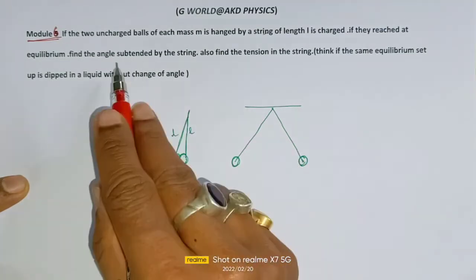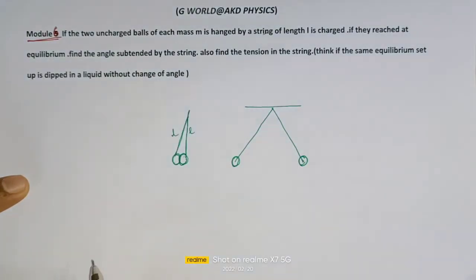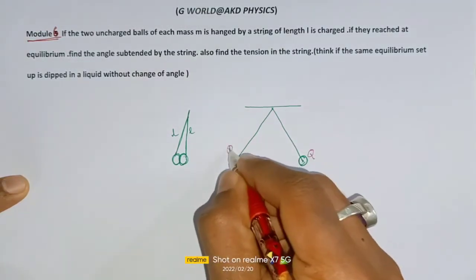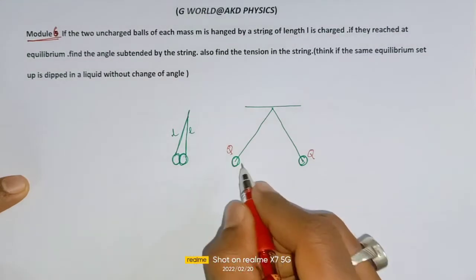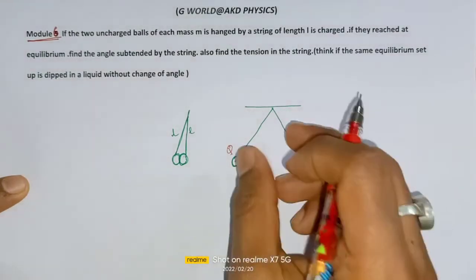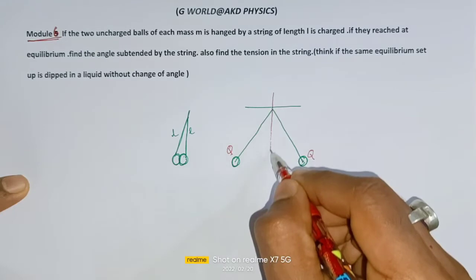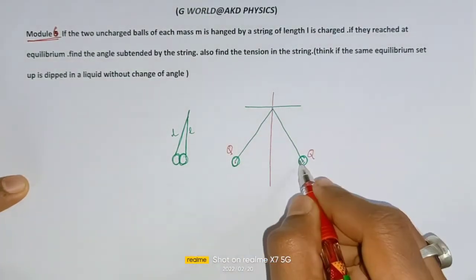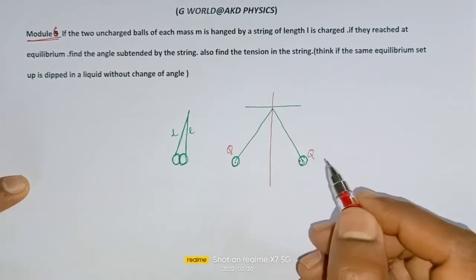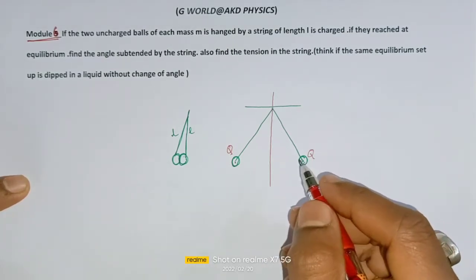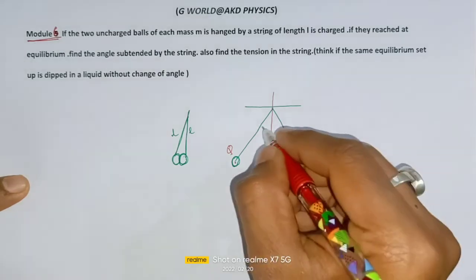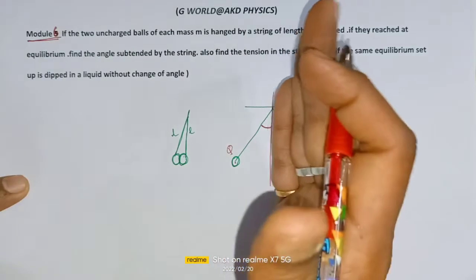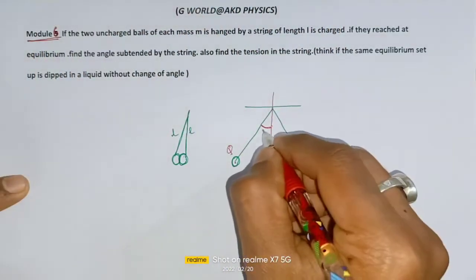The question is asking if they attain equilibrium. Equilibrium means this is charged ball Q, and this is charged ball Q. I provided the same charge to these two balls, so both are now moving away from their initial positions. If these charges have attained their equilibrium position, the question will ask you to find the tension in the string and up to what angle they are displaced from their mean positions. That means theta is being asked.